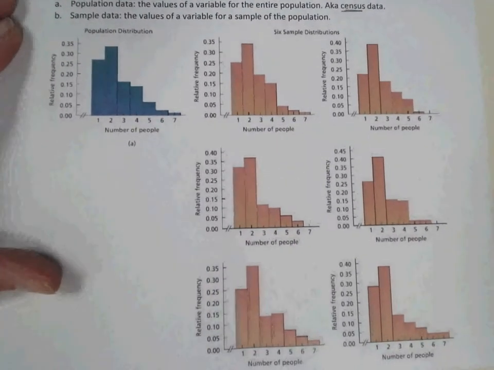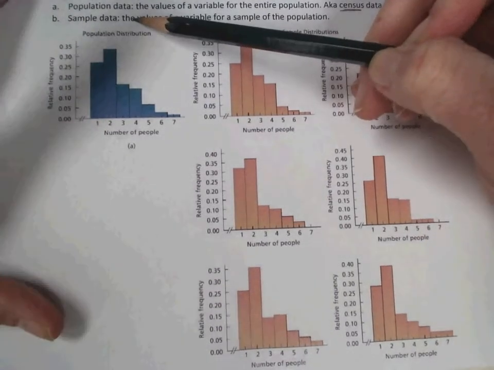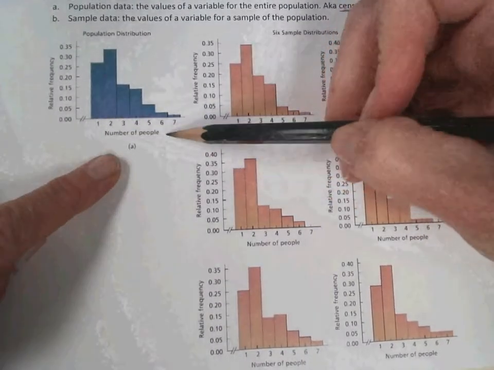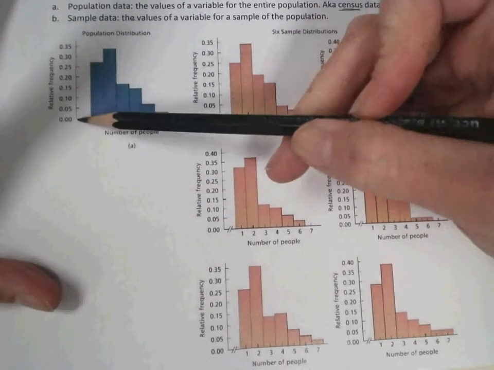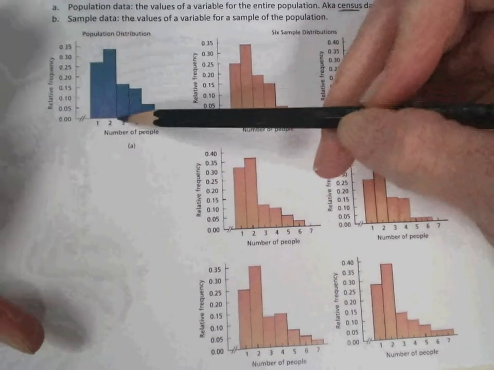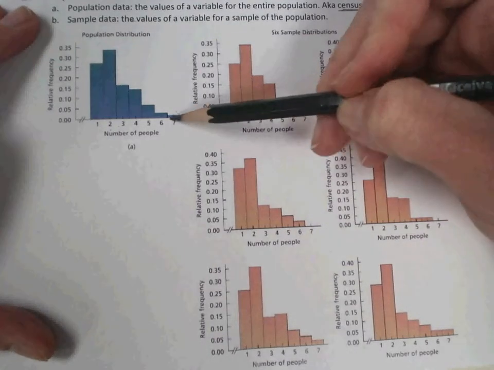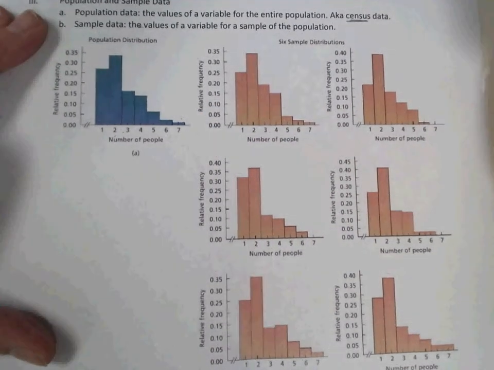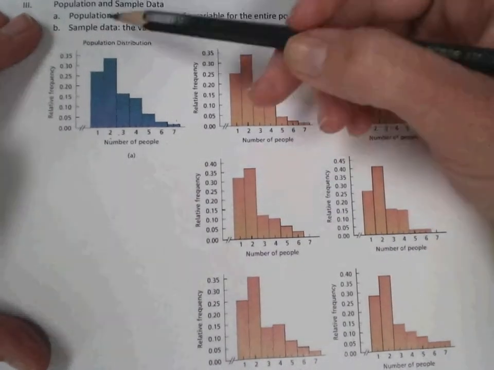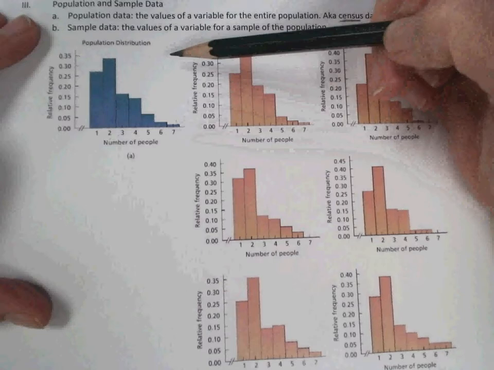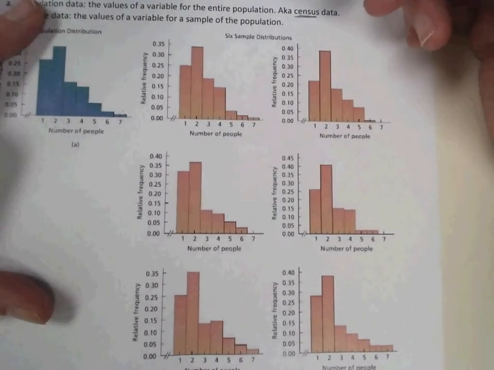in this image, we have a graph that demonstrates the population distribution. Number of people per household, and then we've got the relative frequency for the number of people per household. You can see that 2 people occurs most often, 7 people per household is the least frequent number of people to have per household. So this is the overall population. This is if I did a census of the entire population. And then you can see 6 different sample distributions.